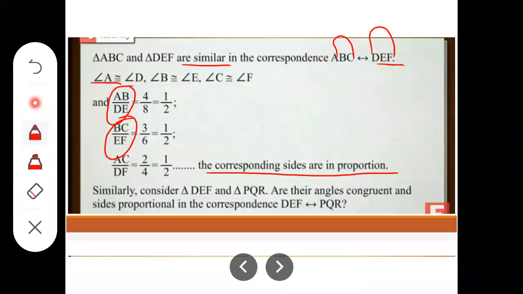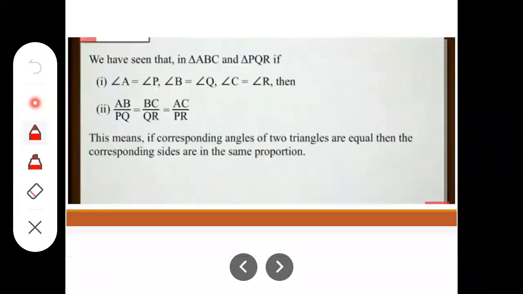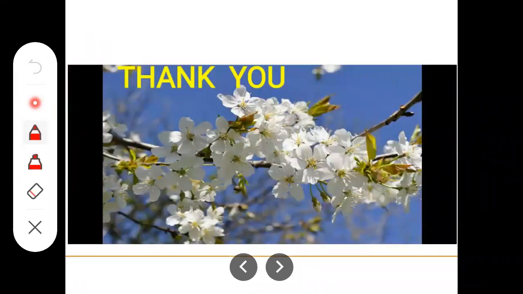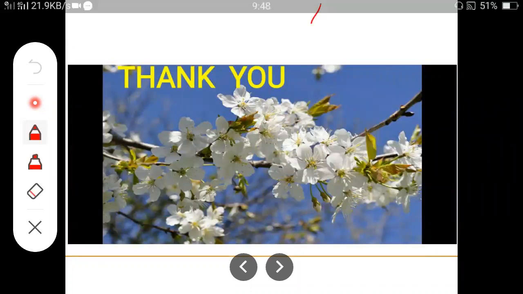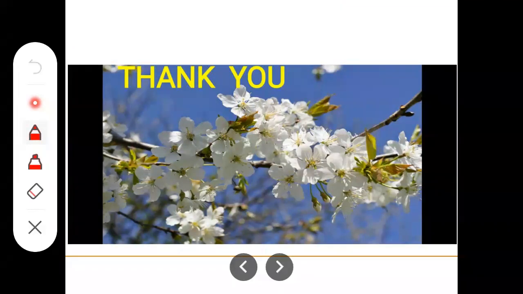So here we complete this lesson. Yes, understood all the points? The properties we have finished here in today's class.